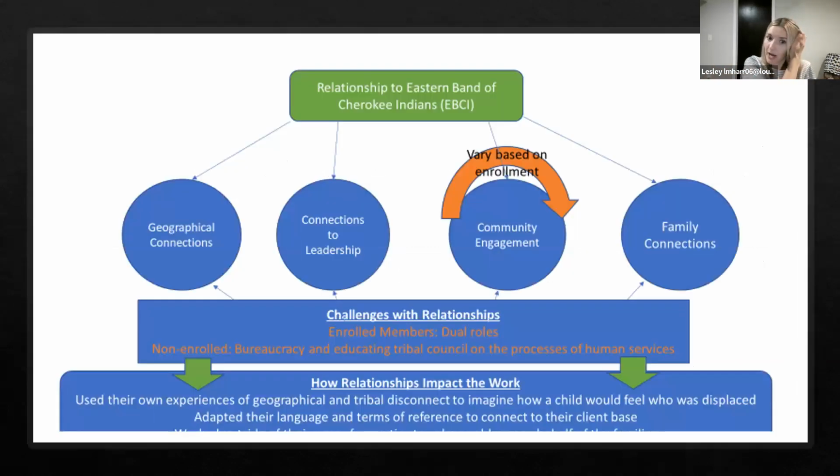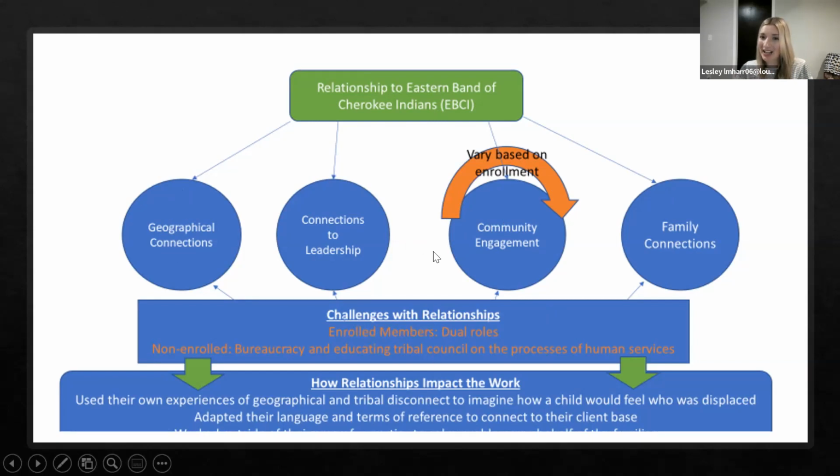So I'm going to show you how we moved this conceptualization, memoing, diagramming, and searching for properties and dimensions into more of a context-specific framework. The title here, or I would say the category, is relationship to Eastern Band of Cherokee Indians. We found there were geographical connections, connections to leadership, and community engagement. This is where we demonstrate the range. These vary based on enrollment, and then family connections. Challenges with relationships, we also found a dimension.